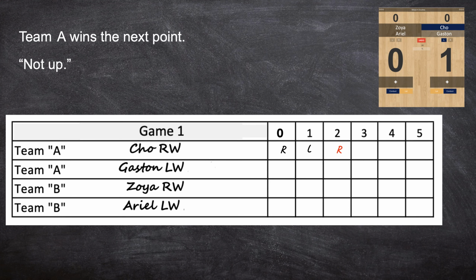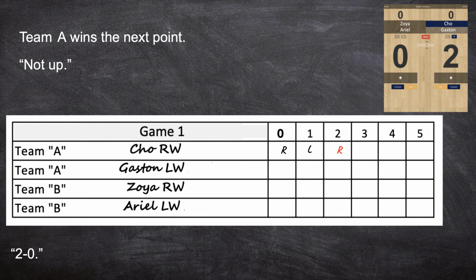Team A wins the next point. Not up. Follow the box rotation. So right, left, right. Enter R in Cho's point column 2. As points are won, the R's and L's advance along the point columns.